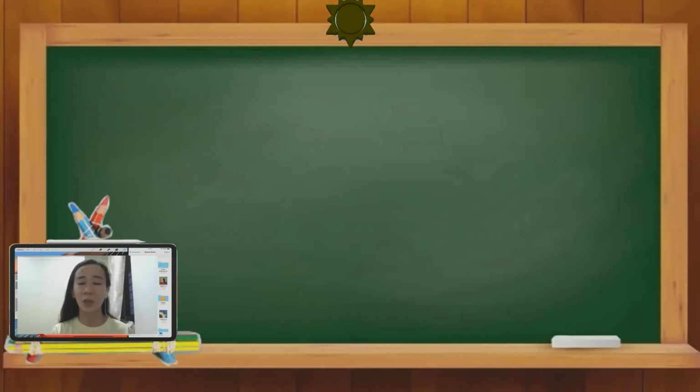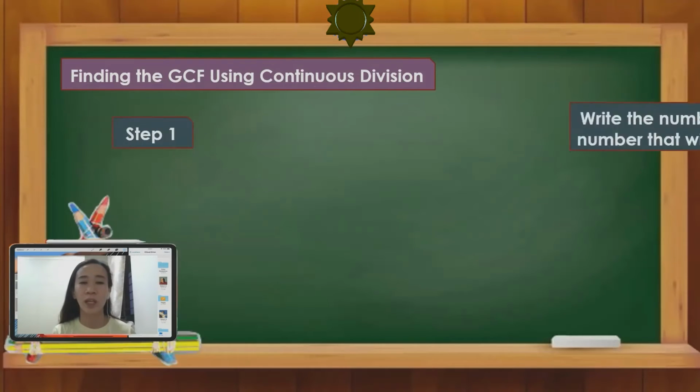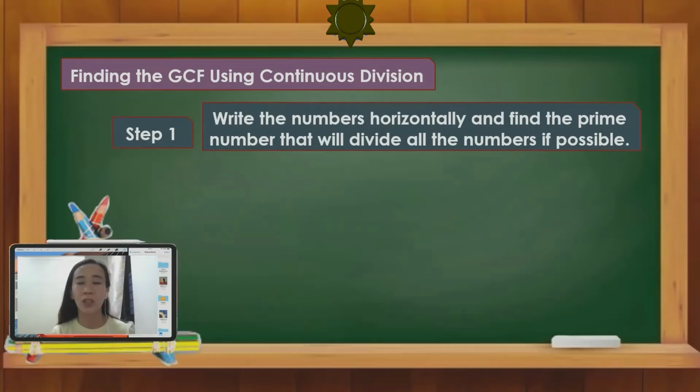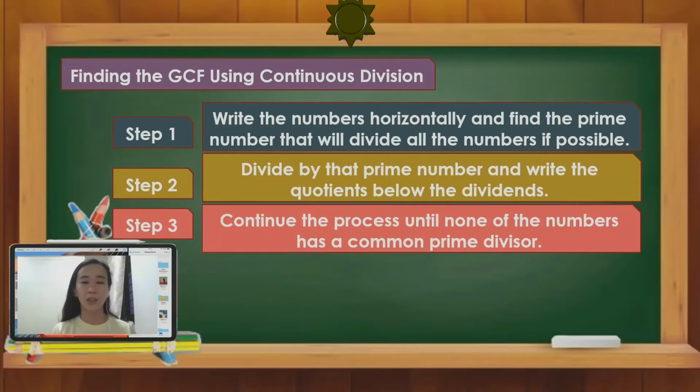Now, how are we going to answer this question? We can answer this question by finding the greatest common factor or GCF using continuous division. Step 1 is write the numbers horizontally and find the prime number that will divide all the numbers if possible. Step 2 is divide by that prime number and write the quotients below the dividends. Step 3 is continue the process until none of the numbers has a common prime divisor.